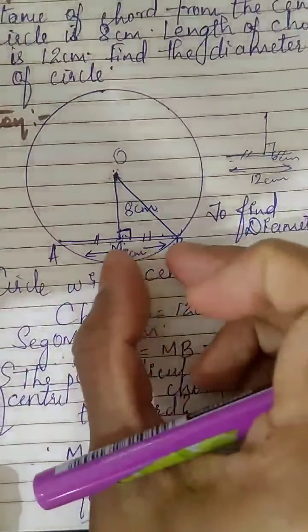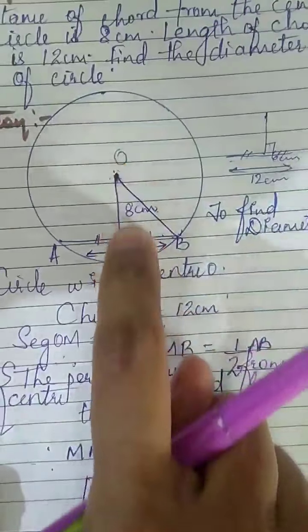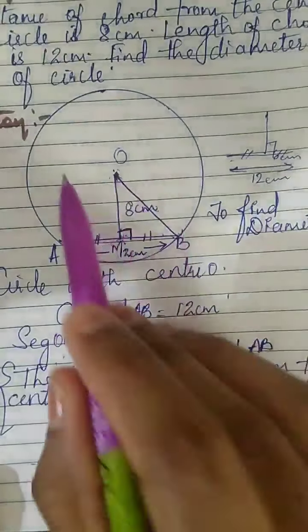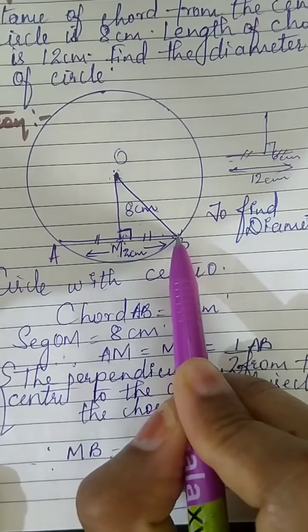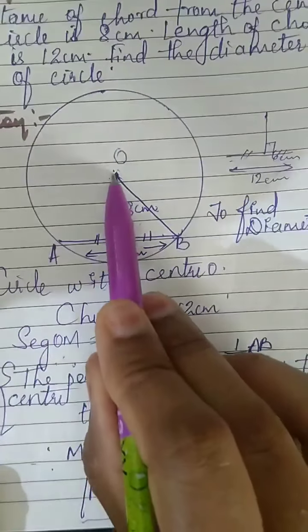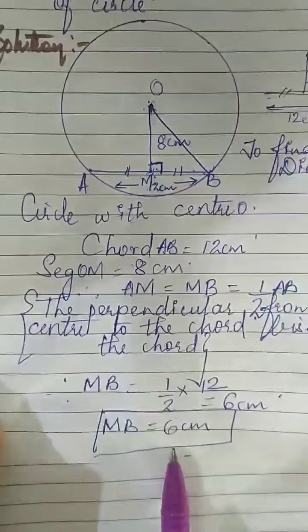Now once you get MB, OM also we know, 8 centimeter. Take right angle triangle OMB, use Pythagoras theorem and get OB. Okay. After you get OB, if you have the radius, can you get the diameter? 2 into radius will give you the diameter. Okay. So remaining part you solve. You will get 1 mark for this reason. Okay. So writing reason is important. Okay. So we got MB as 6 centimeter.